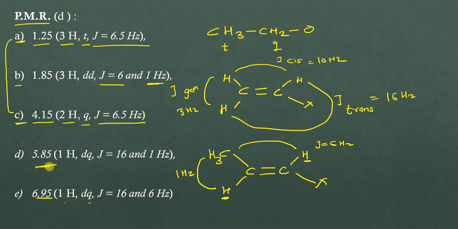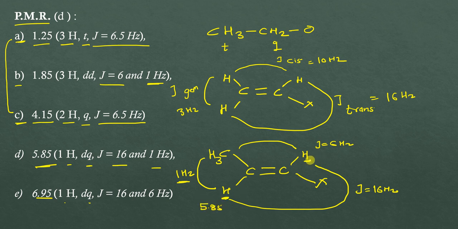Now you see this 5.85, 1H doublet of quartet. So we'll check for this. We have J values of 16 Hz and 1 Hz. So this H is coupling with CH3, so we'll get a quartet, J equal to 1 Hz for that. Then this H is also coupling with this H, which is trans with respect to it, so the J value can be 16 Hz. So we'll get a doublet of quartet with J values 16 Hz and 1 Hz. So this 5.85 proton can be this one.